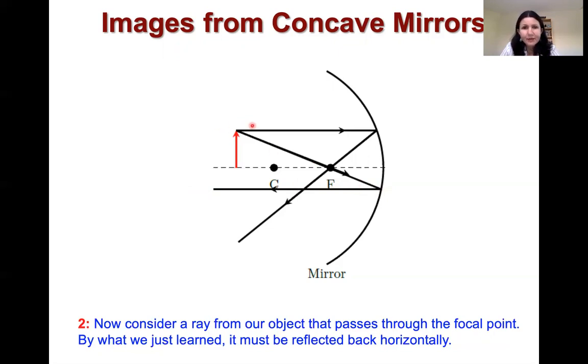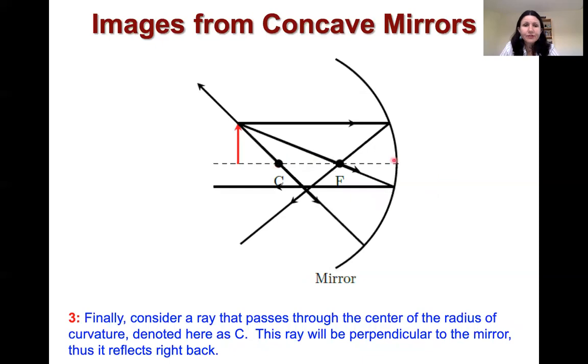So the second principal ray, again, a ray that goes through the focal point, reflects parallel. And then what could be our third one? Well, we have this special point, which is the center of the mirror. If we take a ray that goes through the center, by definition, like when you draw a circle and then you draw from the center to the circle, that radius will hit the mirror perpendicular. So basically the line that goes through the center hits the mirror perpendicular.